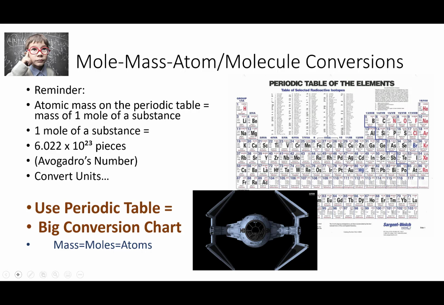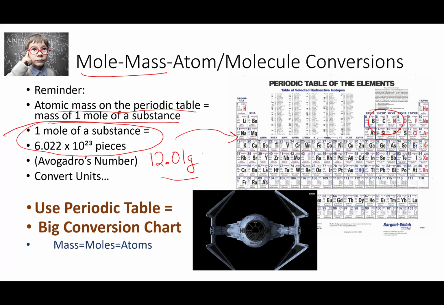Now remember what a mole is. A mole is, if we take the molecular mass on the periodic table, the atomic mass on the periodic table, is equal to 1 mole of substances. Now that's Avogadro's number, 6.022 times 10 to the 23rd pieces. So if you take something like carbon and it has an atomic mass of 12.01 grams, if I take 12.01 grams of carbon, that means I have 6.022 times 10 to the 23 atoms of carbon. And that is 1 mole of carbon.